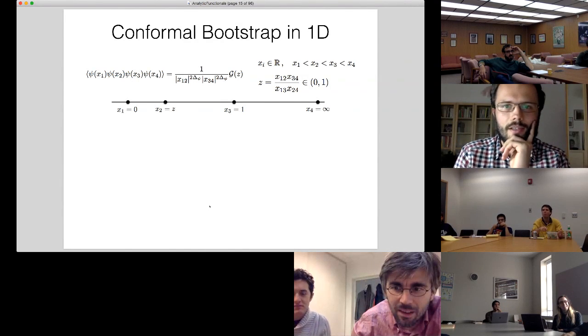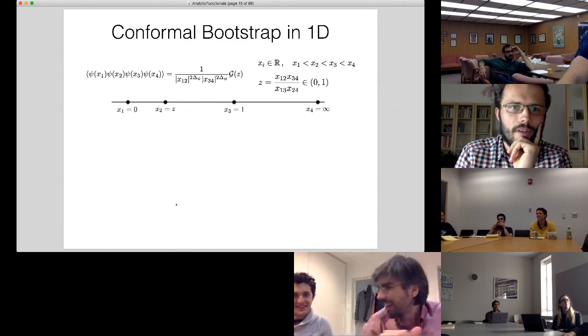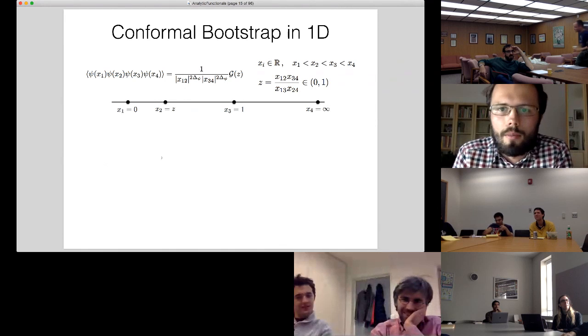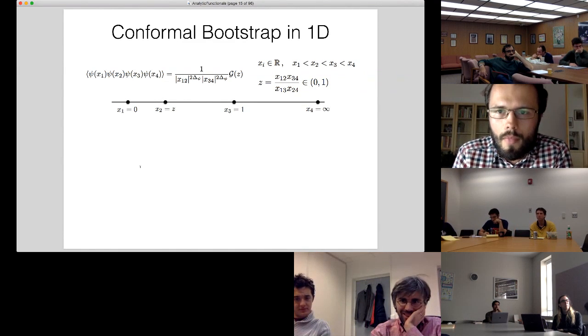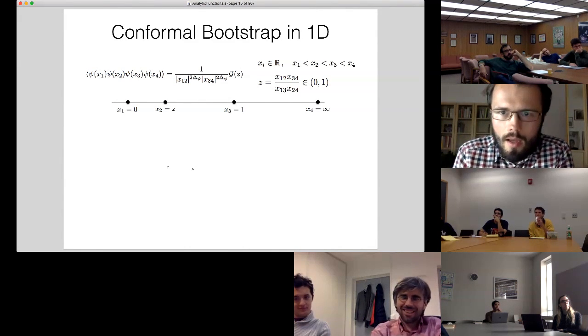The basic setting is going to be conformal bootstrap in a 1D CFT. So let's take a four-point function of a primary operator ψ. It has this form. We'll always be in the regime where the unique conformal cross ratio z is between 0 and 1, which is the physical regime.